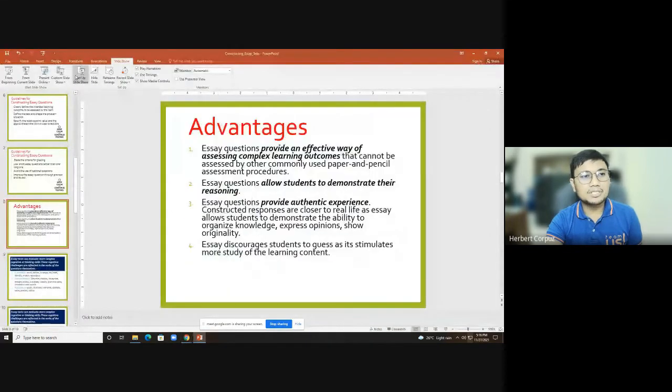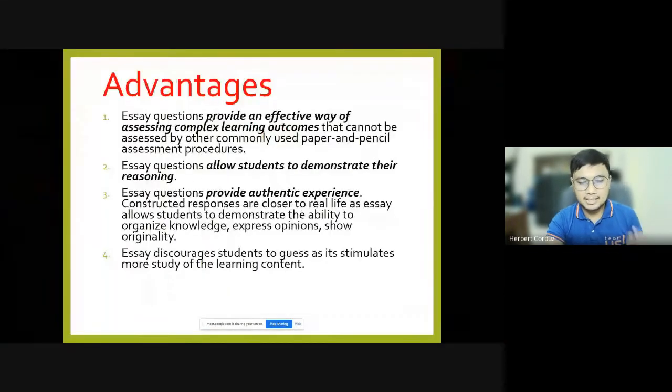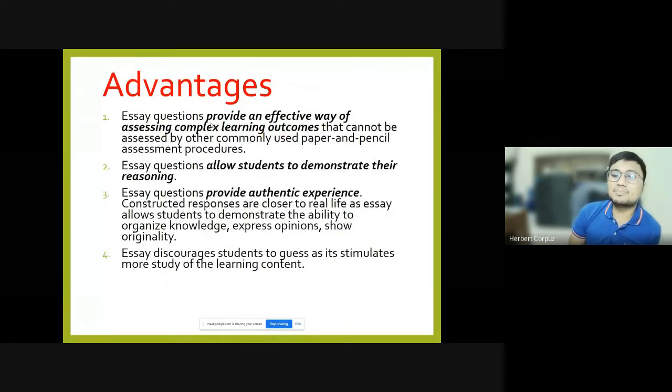Okay. We now proceed to the advantages of essay test. There are four advantages. First, essay questions provide an effective way of assessing complex learning outcomes.